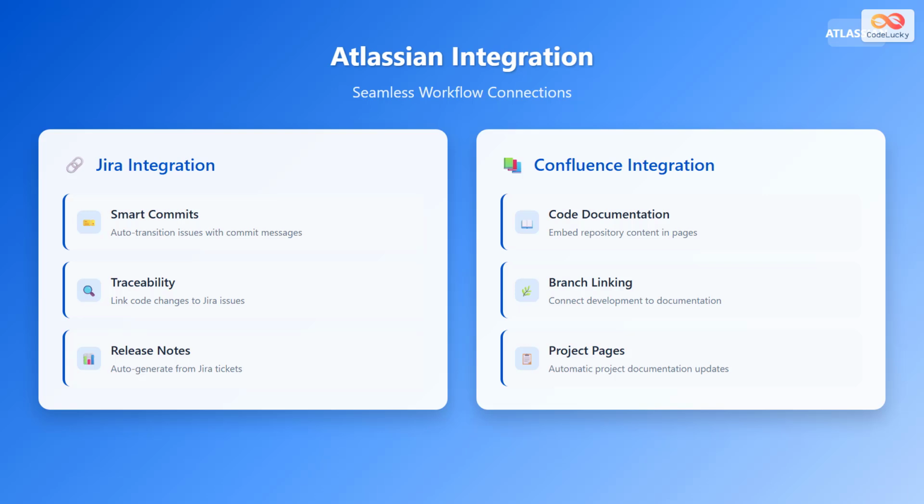Release notes can be automatically generated from Jira tickets, saving time and ensuring accuracy in documentation. Confluence integration enhances documentation and knowledge sharing capabilities. You can embed repository content directly in Confluence pages, keeping documentation synchronized with code changes. Branch linking connects development work to documentation, providing context for ongoing projects.